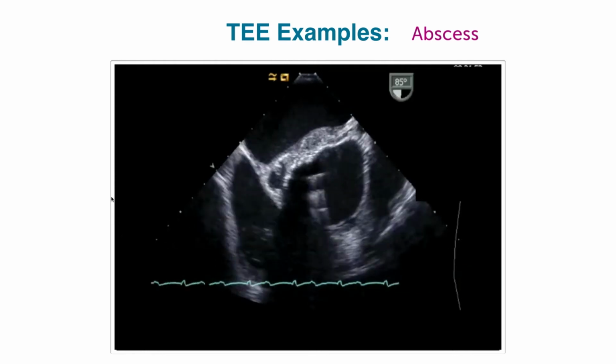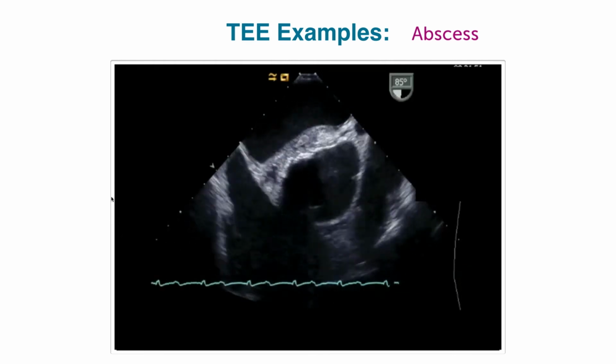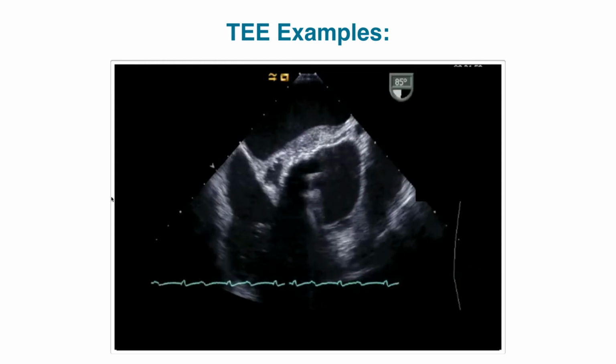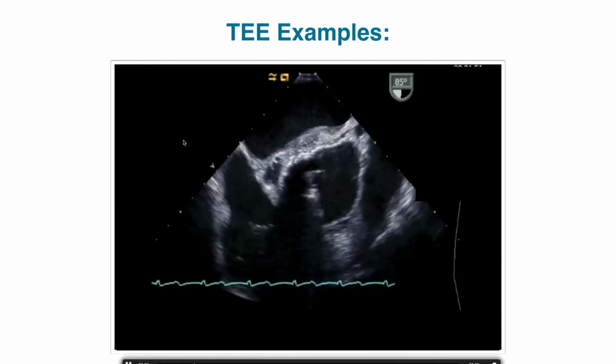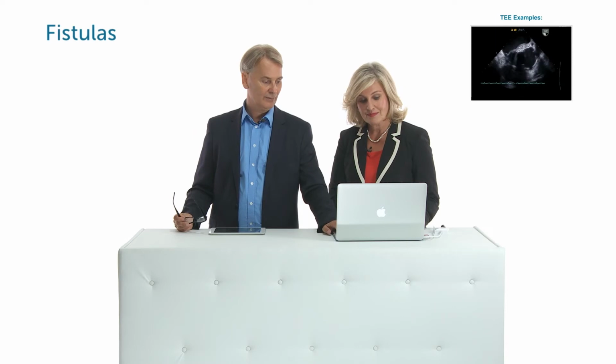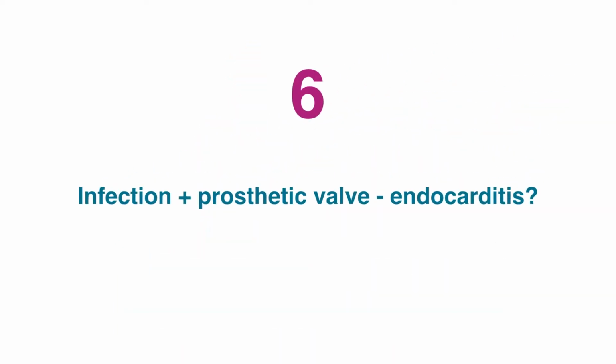Again, abscess formation, very dense tissue surrounding the aortic valve. You can see that there is a little cavity here, and the risk here would be that this breaks through and you have fistulas and all sorts of other complications. Okay, but this brings us to our sixth and very important teaching point. Infection in the setting of prosthetic valves is always highly suspicious of endocarditis.